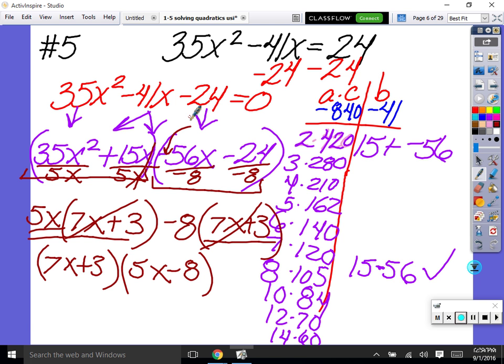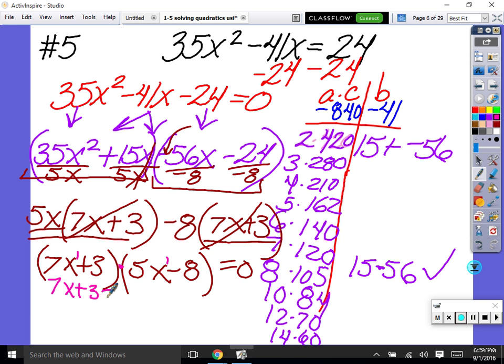Linear means degree 1. Degree 1. Isn't this 2 linear factors? Degree 1, degree 1. So we know we are completely done. So we have the product of 2 linear factors. Now our zero product property rule says we can set each of those equal to 0.